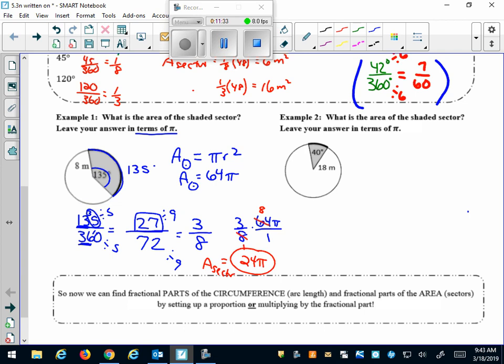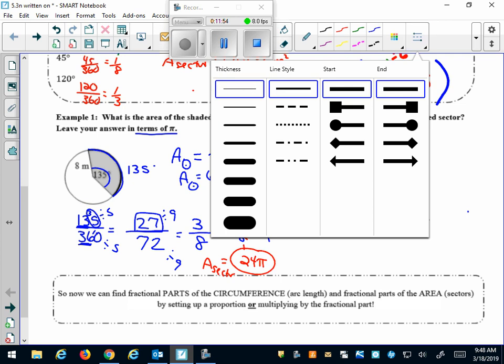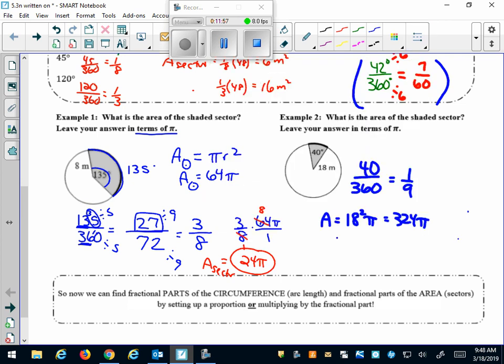Okay, you guys try example 2. So you should have gotten 36 pi for this one. It's 40 out of 360, which simplifies to 1/9. The entire area is 18 squared times pi, which is 324 pi. Now, at this point, you want to do 1/9 of 324 pi. Basically, 324 divided by 9, which is 36 pi. And don't forget that it's square units when you're talking about area.